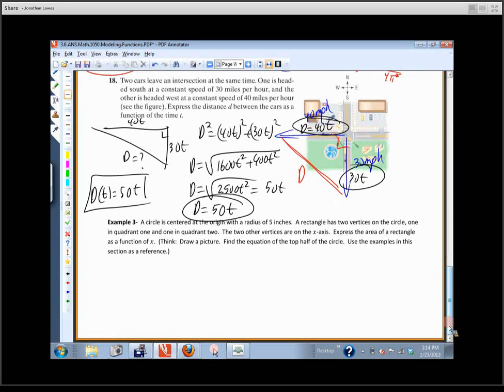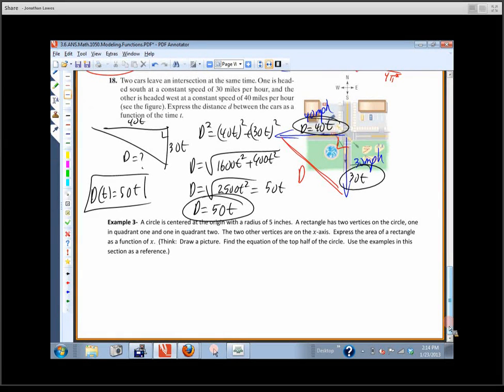A circle is centered at the origin with a radius of 5 inches. Remember what I said? Story problems usually make more sense if you read them slow. Circle centered at the origin with a radius of 5. In Math 1010 a week or two ago, we actually talked about a circle centered at the origin with a radius of 5. You should know how to write an equation for that.